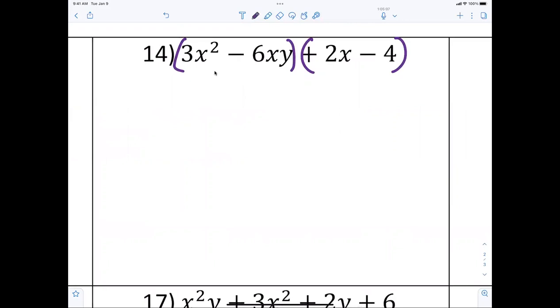All right. Now everyone's got to tell me what is common in the first set. 3 what? Yes, a 3x is common. Now, if you pull out the 3x, remember you're dividing numbers if you forget. So what's 3x squared divided by 3x? X, and then what? 6 divided by 3. -2. -2 what? -2y.